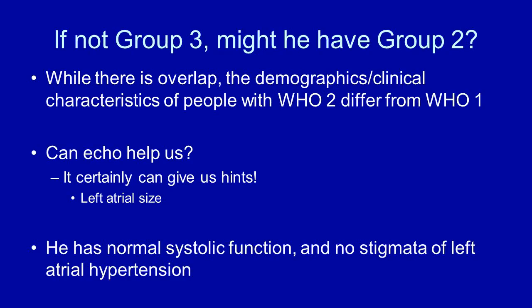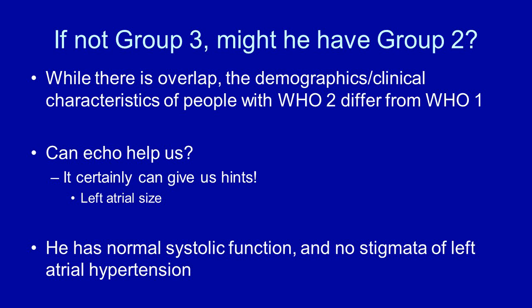So our gentleman does not have WHO group 3 disease. So might he have group 2? Well, there is a significant overlap, but the demographics and clinical characteristics of people who have left atrial hypertension tend to differ from those who have pulmonary arterial hypertension. And we'll go over that in a little bit more detail in just a second.